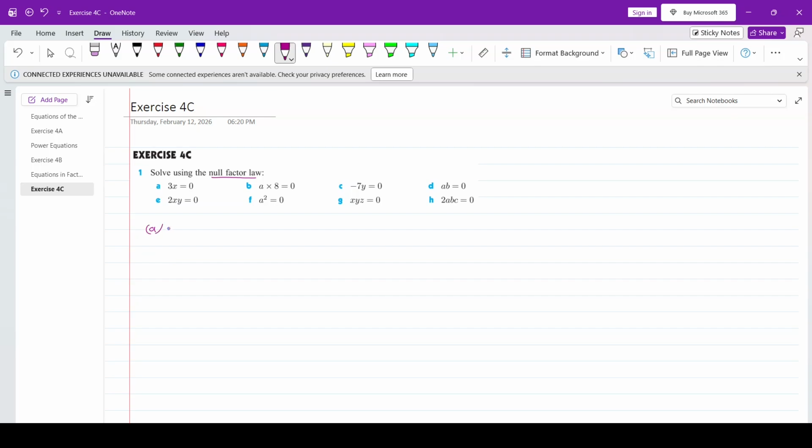Therefore, 3x is equal to 0. Now here we have two numbers multiplied together. One is 3, another is x. So x is equal to 0 is one situation and 3 is equal to 0 is another situation. But we already know the value of 3 is 3 and it can never be 0. That's why we don't take this situation. Therefore, x is simply 0.